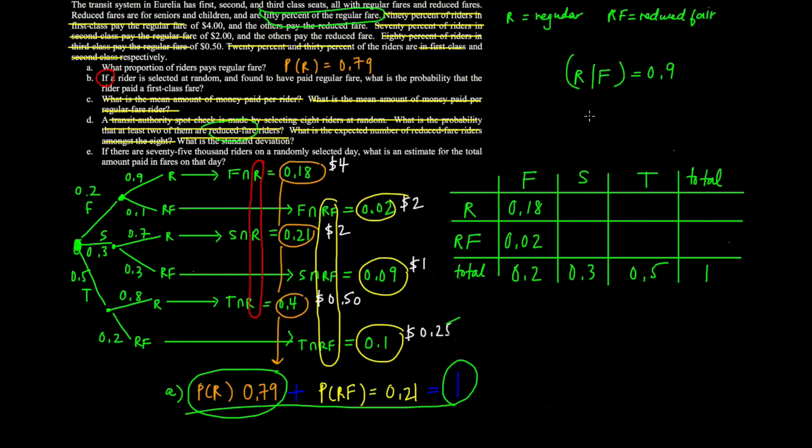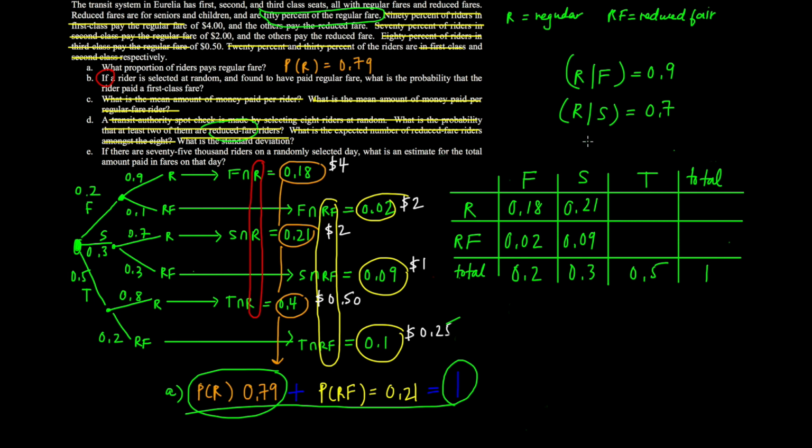Then I know that 70% of the riders in second class pay regular fare. So given that you belong to second class, those that pay regular fare is 0.7. And I need to multiply this by the condition to isolate for regular and second class. So my condition is 0.3. So this would give me 0.7 times 0.3, which is 0.21. And then 0.3 minus 0.21, here is 0.09.